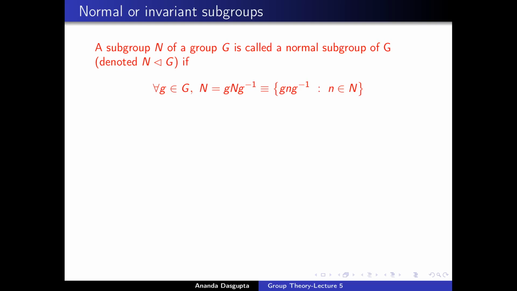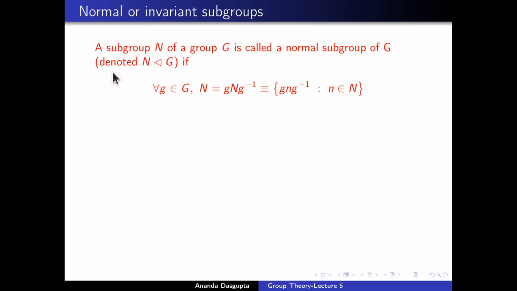N is the same as G N G inverse. And here you just have a reminder of what G N G inverse means. It of course means the same thing as the conjugate subgroup that we saw right now. It is simply the collection of all elements of the form small g, small n, small g inverse as small n runs over the entire subgroup capital N. Of course, I have called this subgroup capital N instead of capital H simply to signify that we are talking of a normal subgroup.